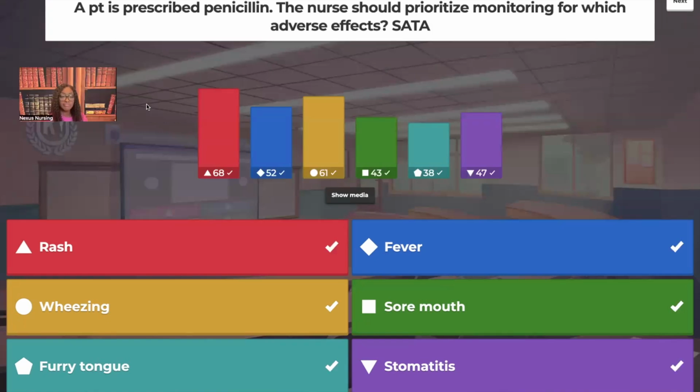All of them. All of these are adverse effects. You're going to be watching out for all of them. What causes the furry tongue? The normal flora in your mouth is decreased when you take this medication, so it allows bacteria and fungus to grow, and that causes that furry tongue. So you'd be watching out for all of these adverse reactions. Okay.